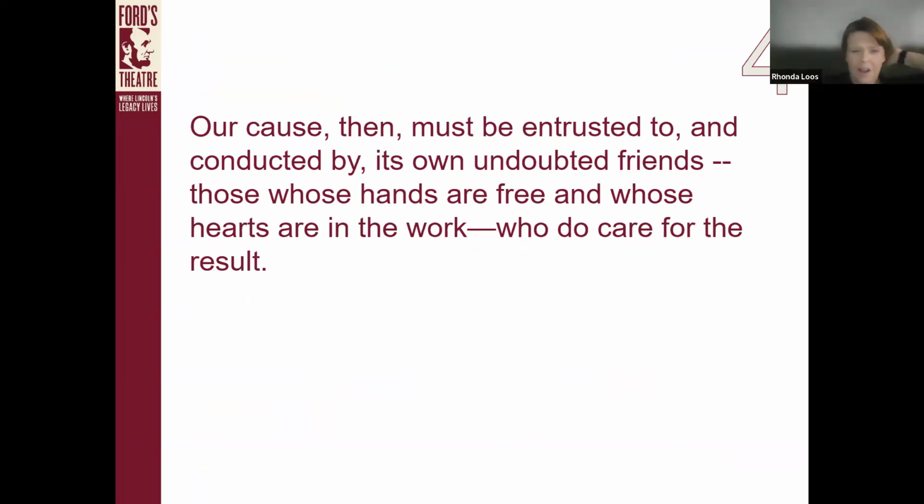Our cause then must be entrusted to and conducted by its own undoubted friends, those whose hands are free and whose hearts are in the work, who do care for the result.